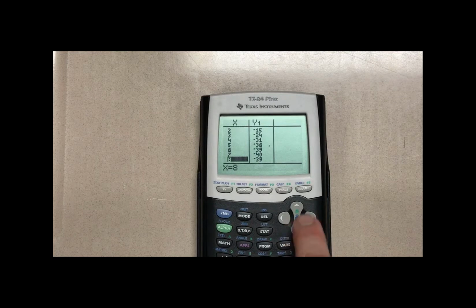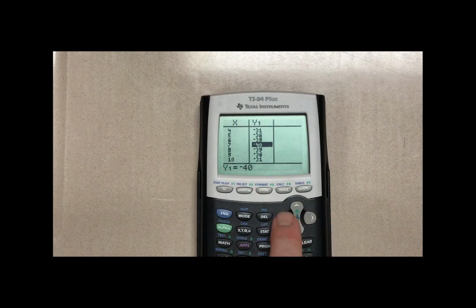But what did you notice right there? At negative 40, that was as low as it got. Then it starts going up again. There's negative 39, negative 36. So right here at 7, negative 40, that's our turning point.